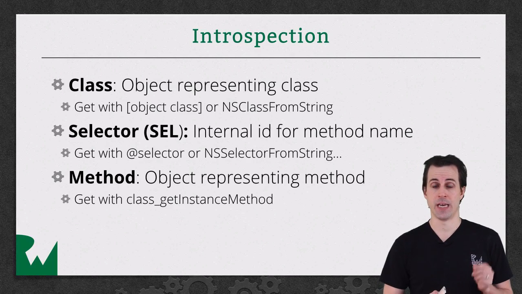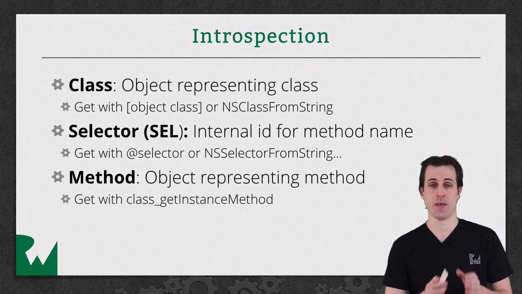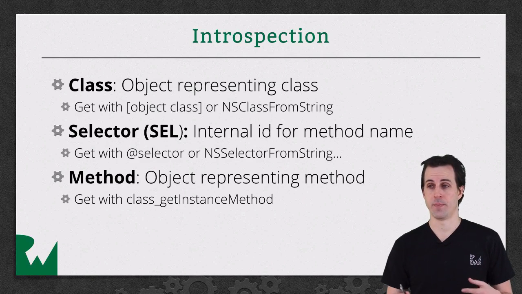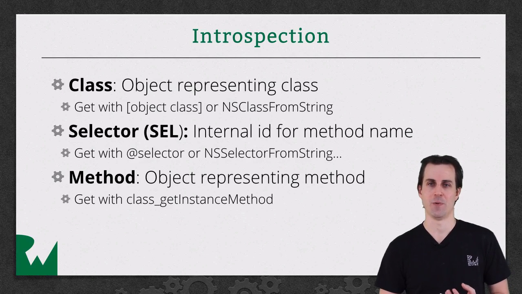Another way to get a class object is this method NSClassFromString. And this could be handy if you need to figure out the name of the class at runtime. This might be useful, for example, if you're developing a plug-in system into your app or something like that.